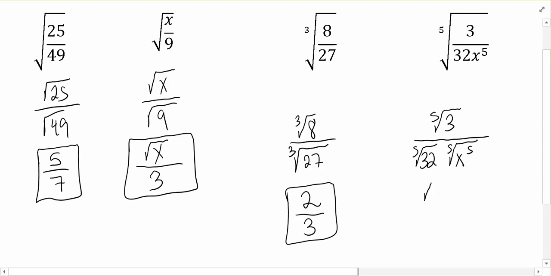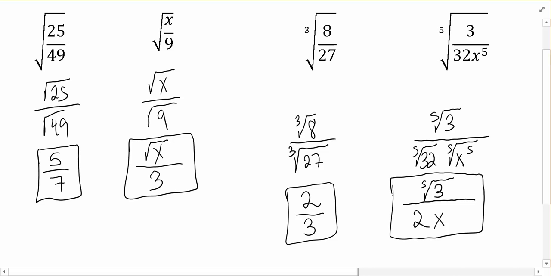Now up top, the fifth root of 3, we don't know. The fifth root of 32, if we look to our powers chart, is just 2. And the fifth root of x to the fifth is just x. And so remember that once you take a radical, the radical sign goes away. So we took the fifth root of x to the fifth, no more radical, it's just x.